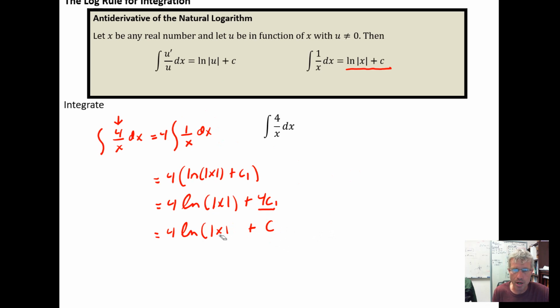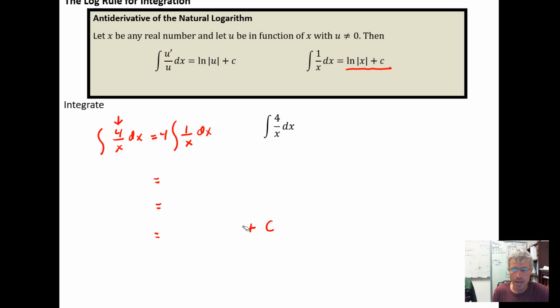So what would be more common would be to jump from the antiderivative here to 4 times, I know the antiderivative of 1 over x is the natural log of the absolute value of x, and then plus a constant of integration. I know I would distribute the 4 into that constant, but 4 times a constant is just another constant. So this would be the more common way to deal with it.